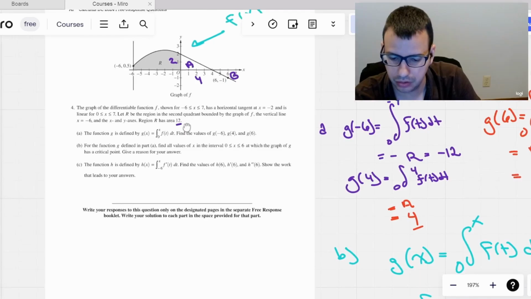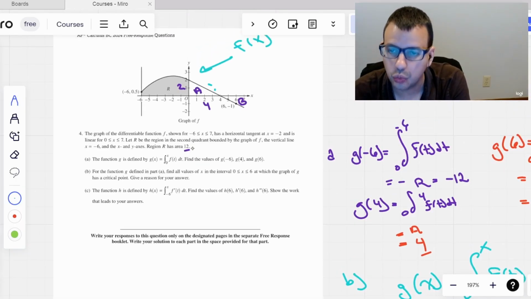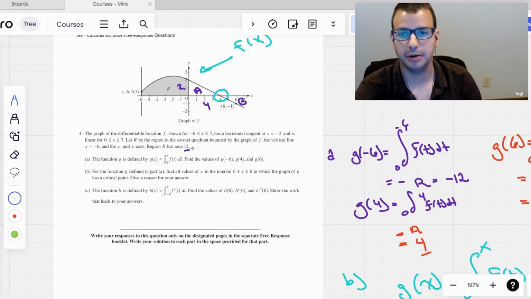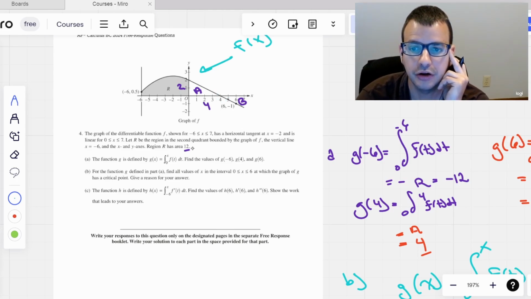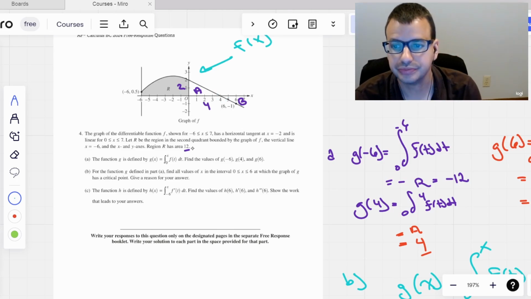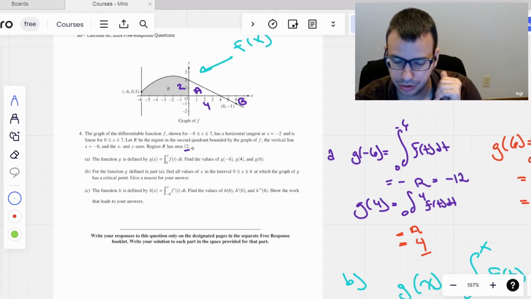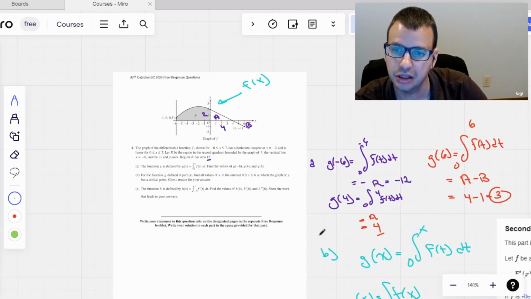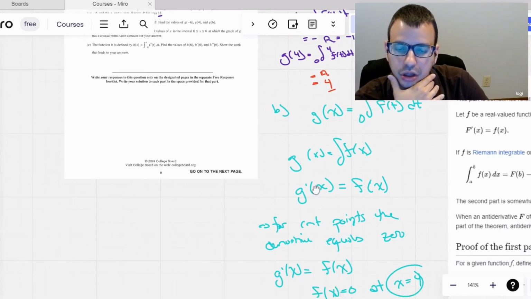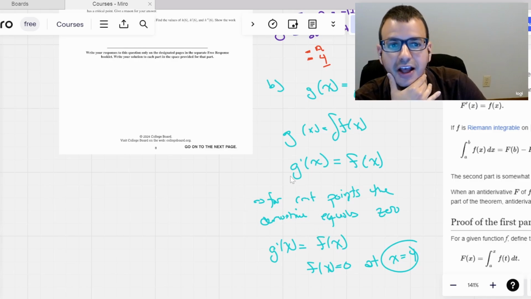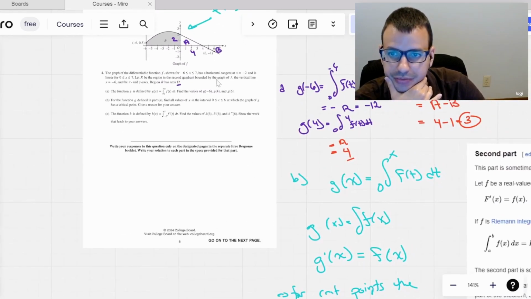So right here, that is going to be our critical point for g of x, because g of x is the integral. We take the derivative of g of x, which is going to give us f of x, and so then we find out where f of x equals 0.